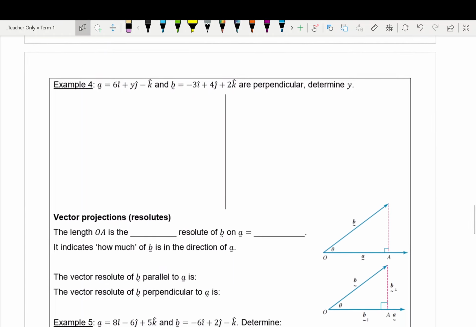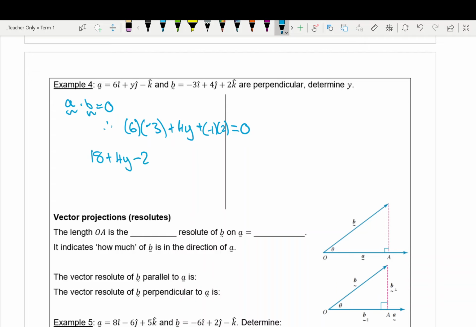So let's look at example 4. We've got A and B, and we're told it's perpendicular, so we have to find the coefficient of j in A, which is y. So if it's perpendicular, then we know that A dot B is equal to 0. Therefore, 6 times negative 3 plus 4y plus negative 1 times 2 is going to be equal to 0. So we know that 18 plus 4y minus 2 is equal to 0. So 4y equals 20, which means y has to equal 5.